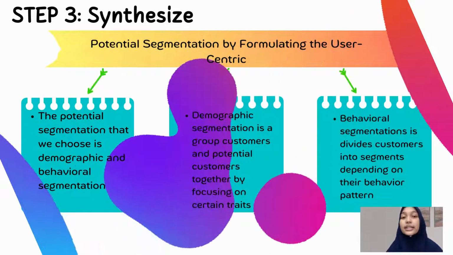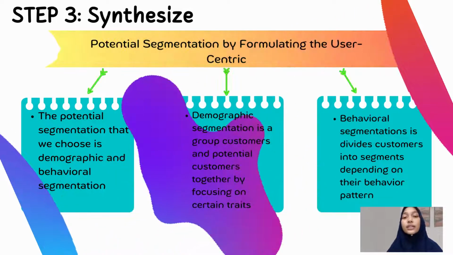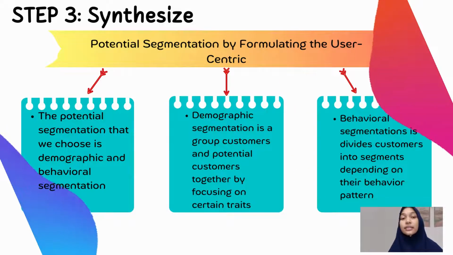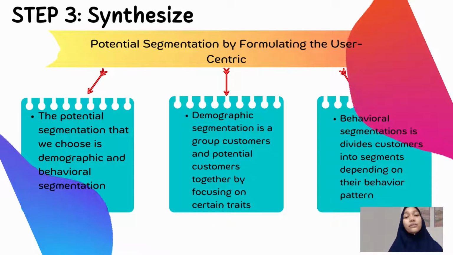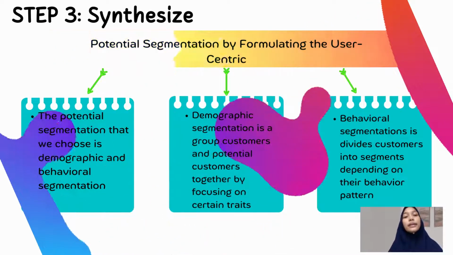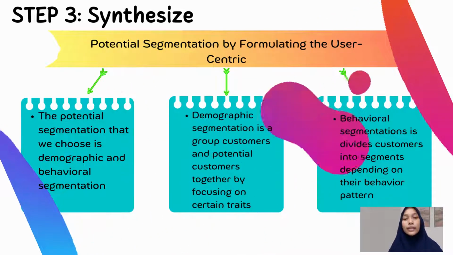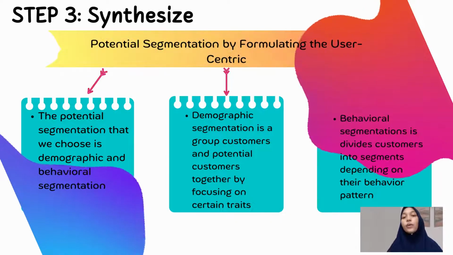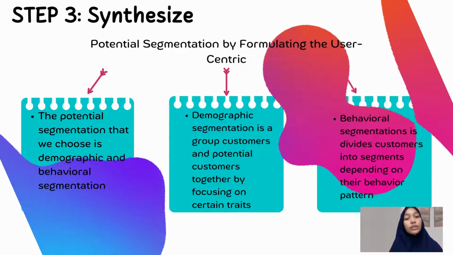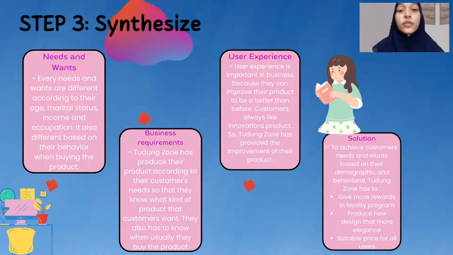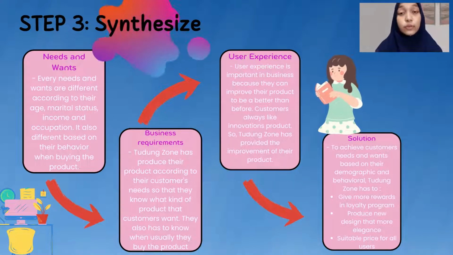Demographic segmentation is grouping customers and potential customers together by focusing on certain traits such as age, marital status, occupation, and income. Meanwhile, behavioral segmentation divides customers into segments depending on their behavior pattern when interacting with a particular business or website. For behavioral segmentation, we ask the customer whether they enjoy online shopping, whether they often join loyalty programs, and so on. Since we use a user-centric solution, we have to do these 4 steps for Tudong Zone.